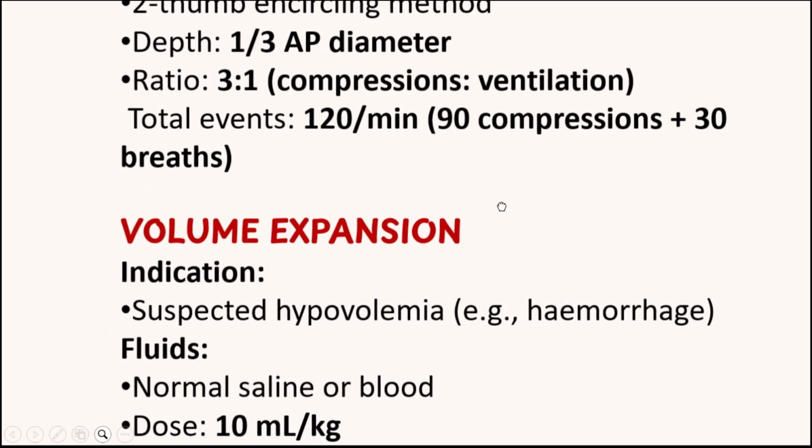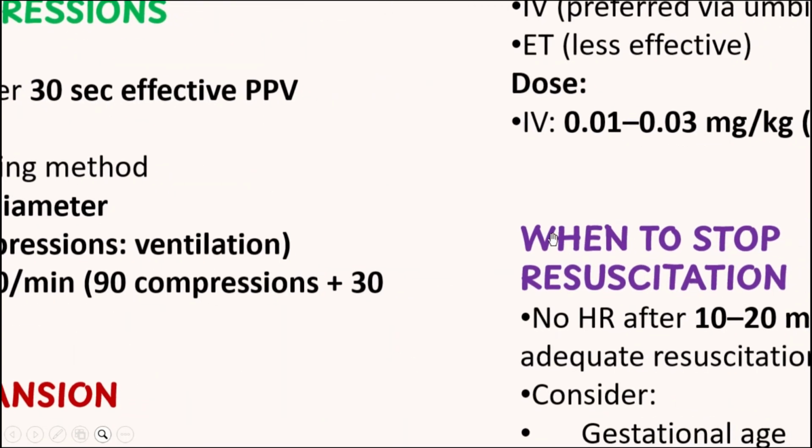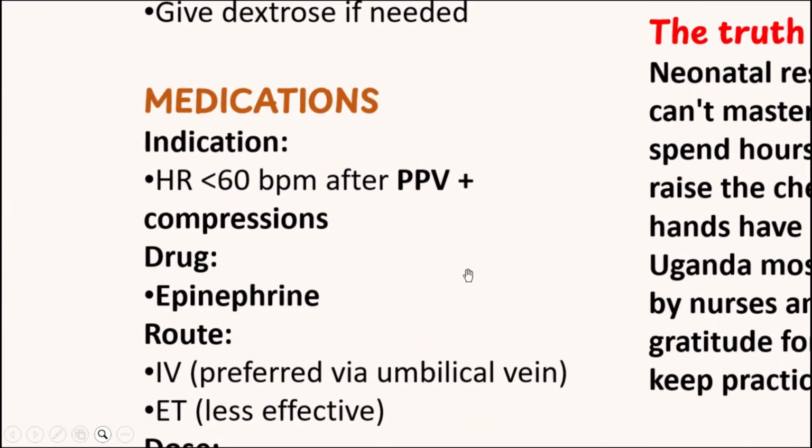So volume expansion sometimes is required, though not routine, and this is when you have suspected hypovolemia or hemorrhage. This may be a case of a child who has had bleeding, maybe the mother had a placenta rupture, and the child lost volume. Now, if you resuscitate and you don't correct the hypovolemia, of course, this child is not going to get better. Some of the fluids that are used are normal saline and blood, and the dose is about 10 mils per kg. And this is really similar to what we do in adults.